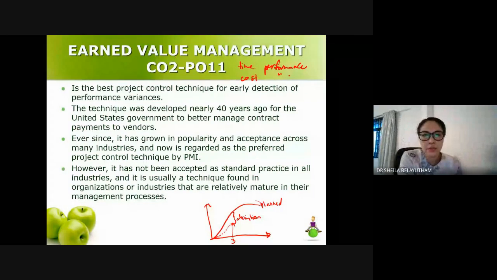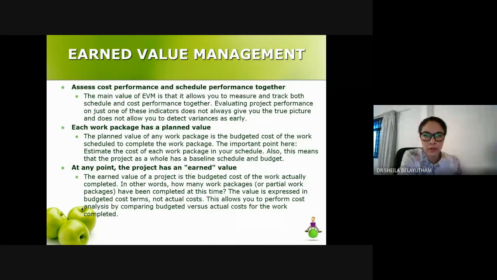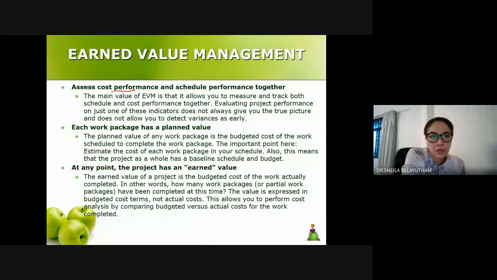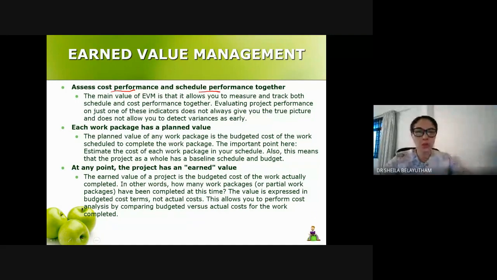But for the time being, when we are talking about earned value, there are two descriptions to it. There are two performances that we can look at from it, which are the time factor and also the cost factor. It was developed around 40 years ago. What it can do is assess cost performance and schedule performance together, which was not previously done as much.